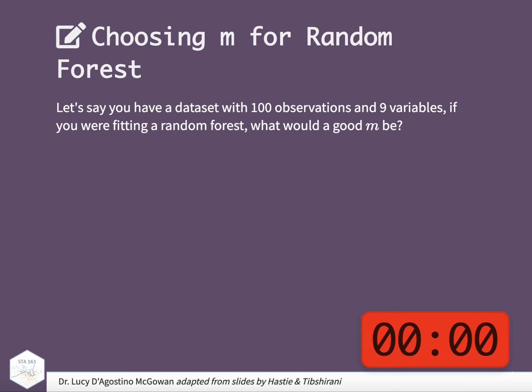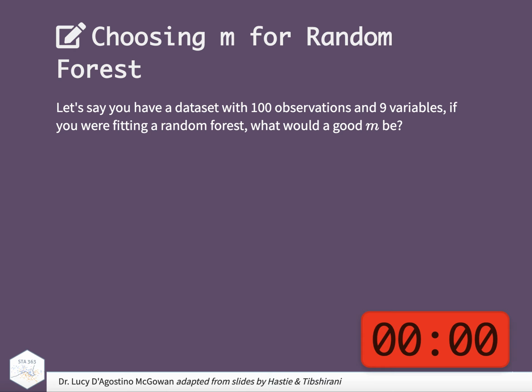All right, so if we had 100 observations, so N is 100, and 9 variables, so P is 9, what would we pick if we were trying to pick a good M? Typically that M, or the number of predictors that you're going to consider at each split, is going to be the square root of P. So in this case, the square root of 9, it would be 3.